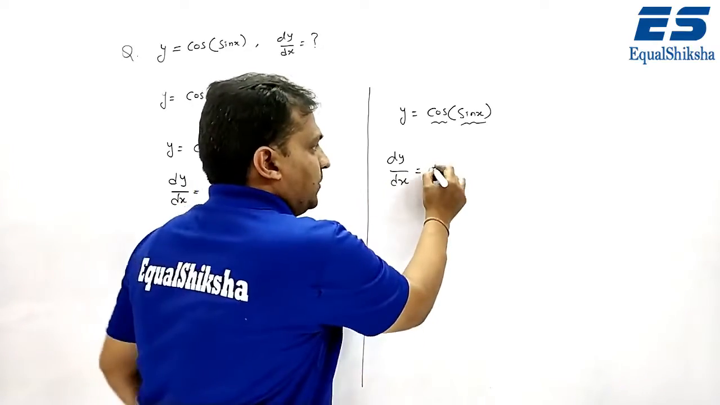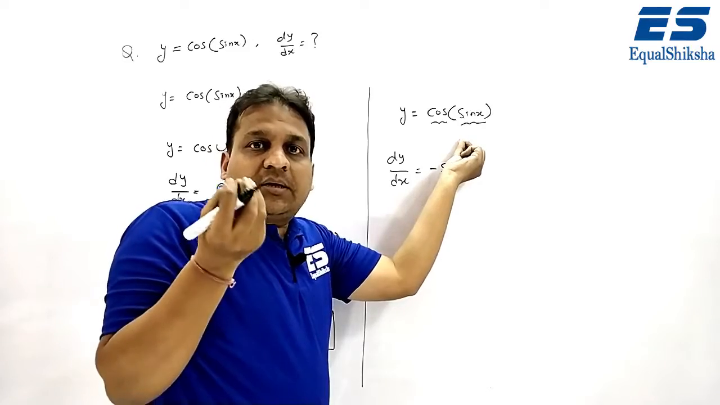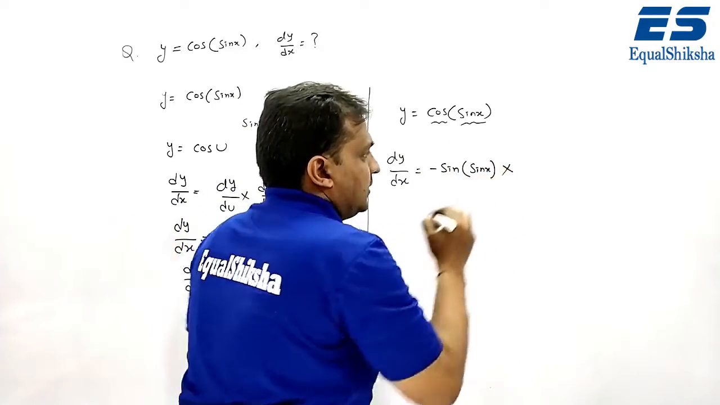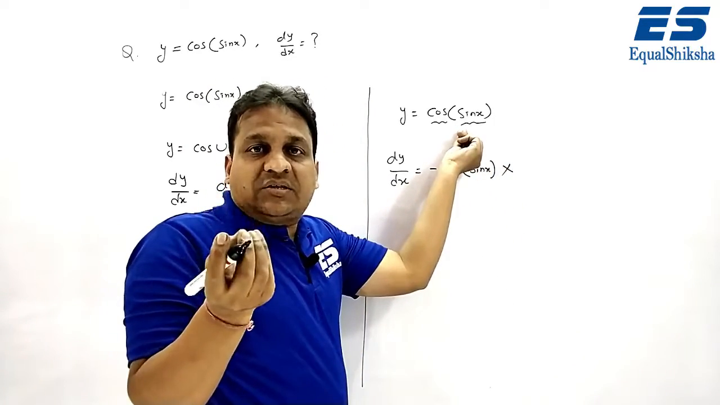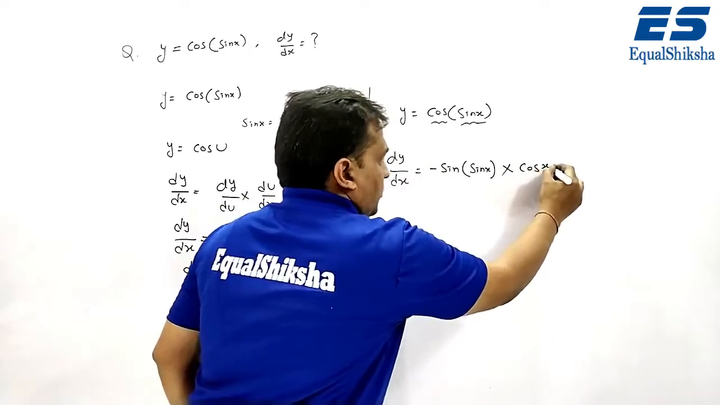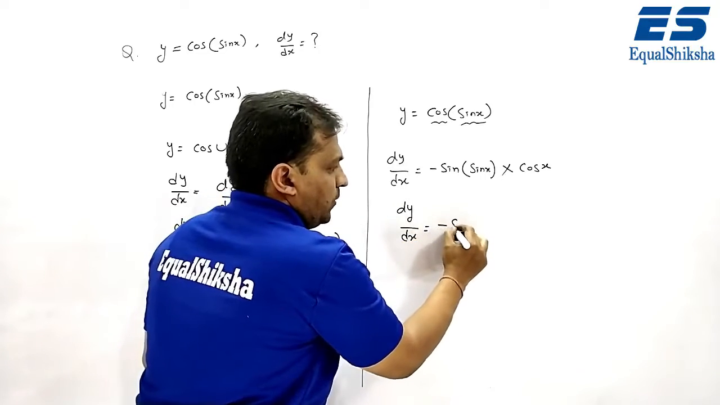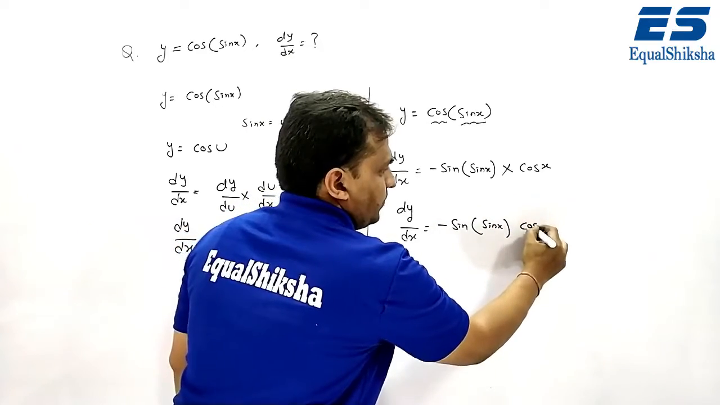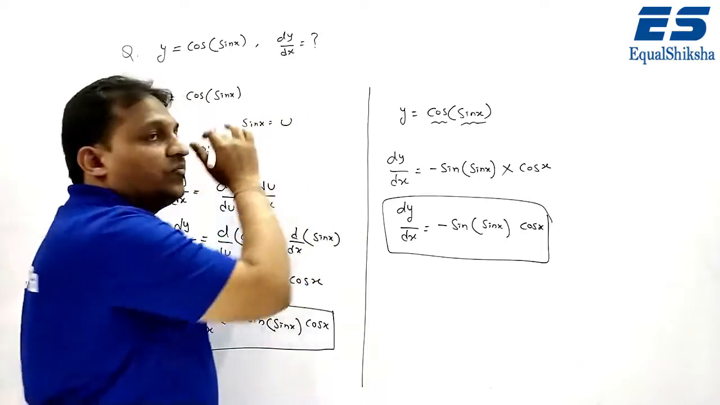This sin x will be considered as x, and for differentiation of cos x, there will be minus sin x. It means minus sin, and what did we consider as x? sin x. So there will be minus sin of sin x, then multiply by the differentiation of the second function, and the second function is sin x, and the differentiation of sin x is cos x. It means the final answer for this question will be minus sin of sin x into cos x. So here students, this is the example of function of function.